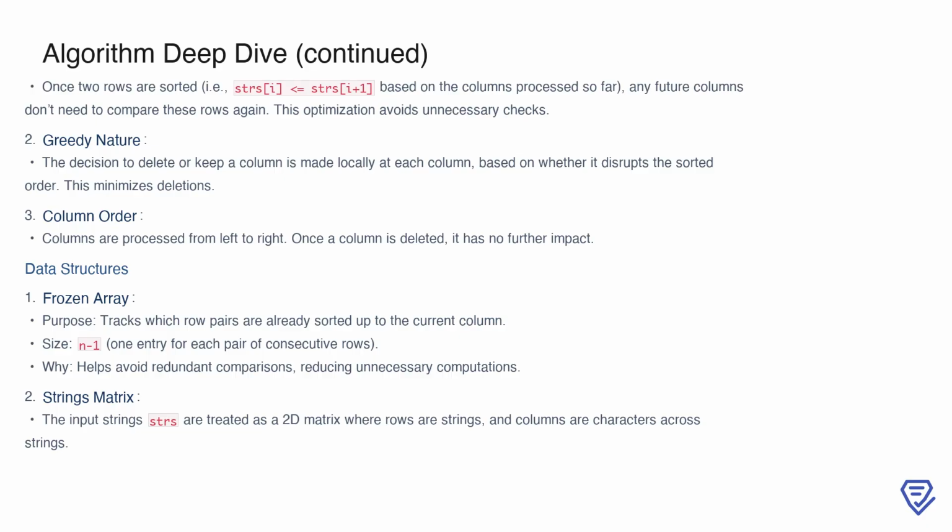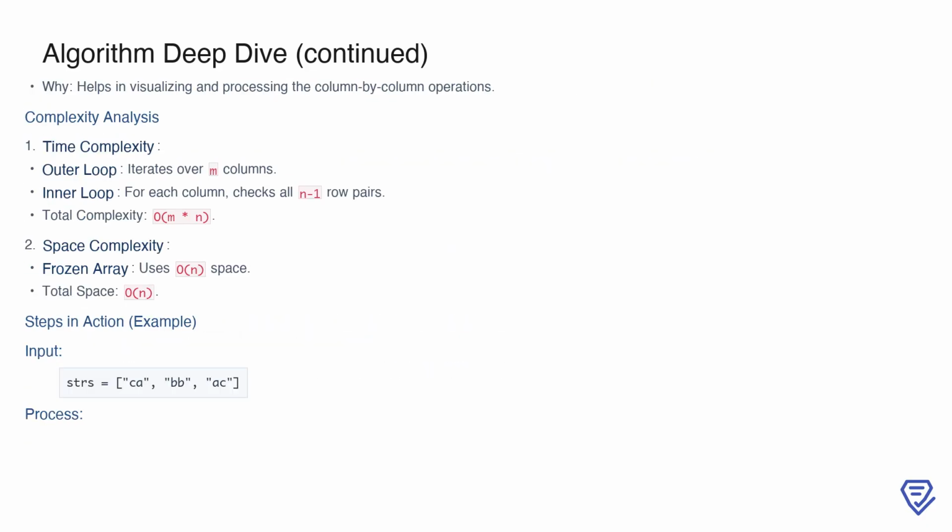To implement this efficiently, we use two main data structures. The frozen array helps us track which row pairs are already sorted, and the input strings are treated as a 2D matrix, where each row is a string and each column corresponds to characters across all strings. This matrix representation allows us to handle column-by-column operations seamlessly. This matrix-based approach is not only intuitive but also crucial for visualizing how the algorithm processes the columns. By iterating through columns and leveraging the frozen array, we ensure that operations are both accurate and efficient.